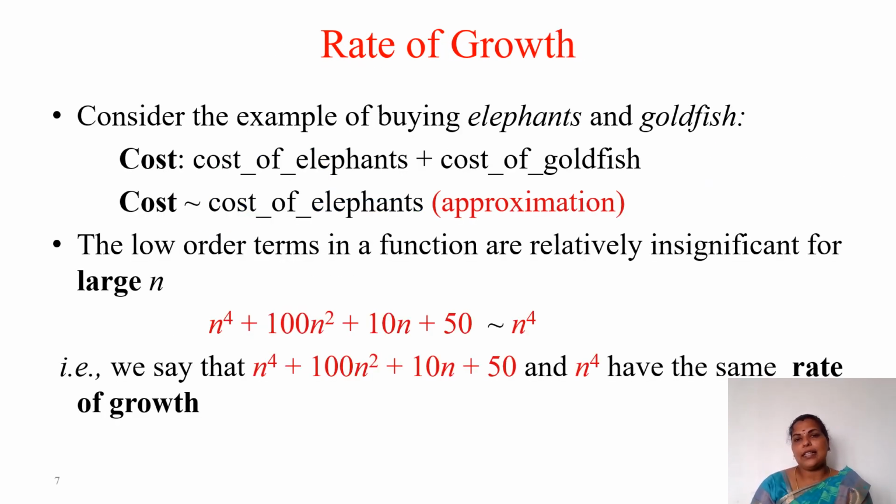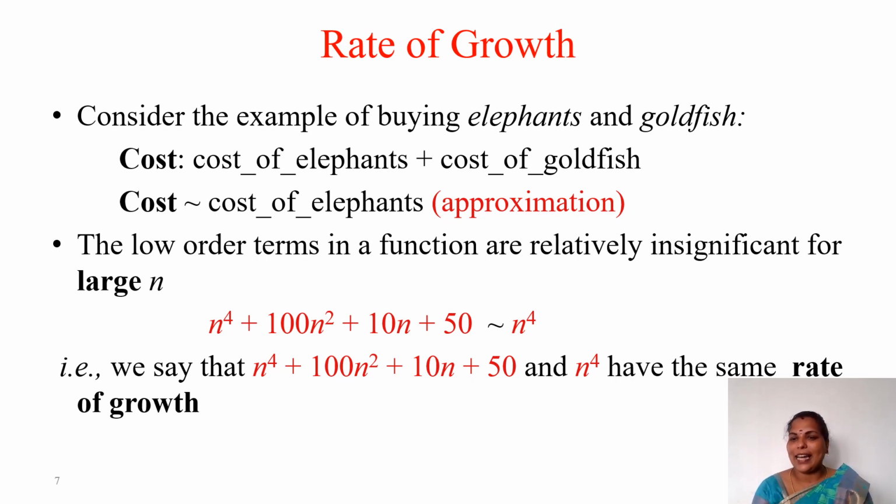Here, for rate of growth, we consider one example: the cost of an elephant and the cost of a goldfish. Suppose the cost of the elephant is high. Then the total cost is approximately equal to the cost of the elephant. The cost of the goldfish is negligible, because it is small compared to the elephant's cost.